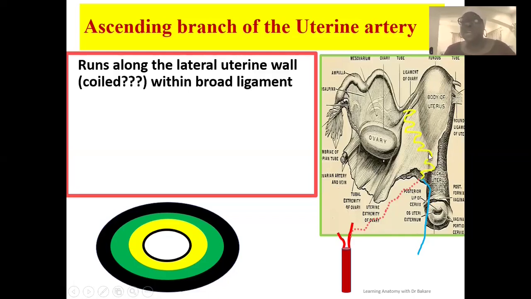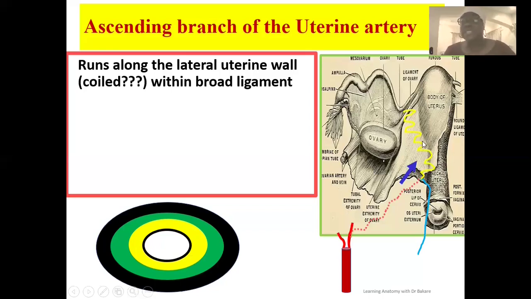This ascending branch is seen to be located within the broad ligament of the uterus. This is where we have the broad ligament of the uterus here, carried in blue. We already described in our previous lecture on the broad ligament of the uterus how we have the emergence of the broad ligament at the lateral border of the uterus. And you see the ascending branch of the uterine artery patterned within the broad ligament.